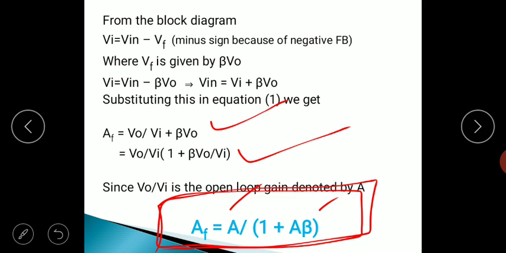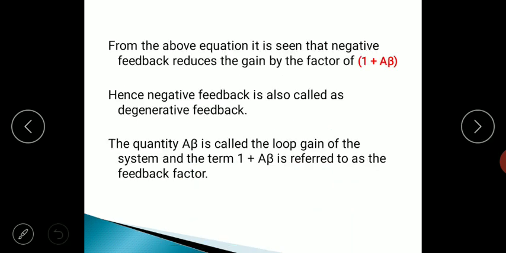Therefore AF is less than A, that is, closed loop gain is less than the open loop gain by a factor of 1 plus A beta, and that is the important property of negative feedback, that is, it decreases the gain. So from the above equation, it is seen that negative feedback reduces the gain by a factor of 1 plus A beta. Hence, negative feedback is also called degenerative feedback. The quantity A beta in the above equation is called loop gain.